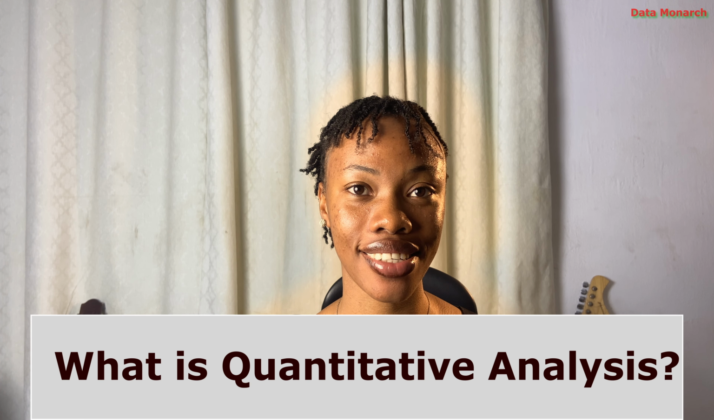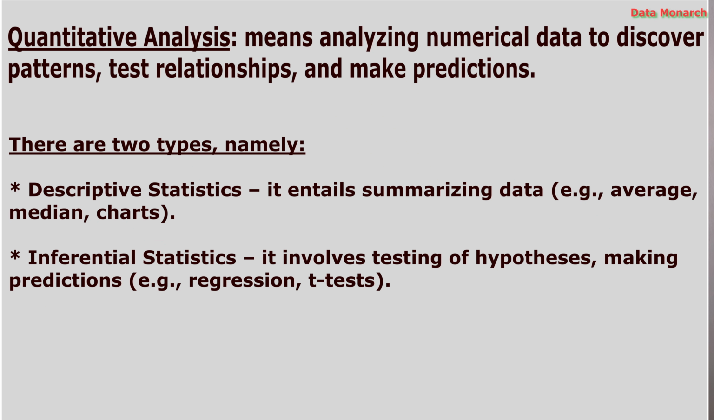What is quantitative analysis? Quantitative analysis means analyzing numerical data to discover patterns, test relationships, and make predictions. There are two main types of quantitative analysis. We have descriptive statistics and inferential statistics. Descriptive statistics summarizes data like average, median, and mode, while inferential statistics tests hypotheses and makes predictions. This is where we use regression analysis, t-tests, and every other method involved in inferential statistics. In this series, we will use Excel to do both. By the end of this series, you'll be able to turn raw data into great insight.